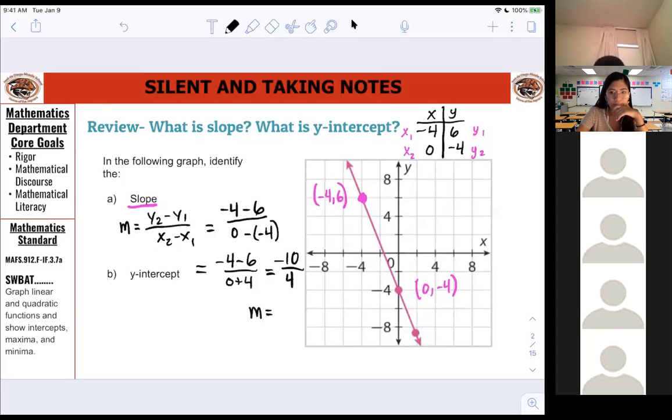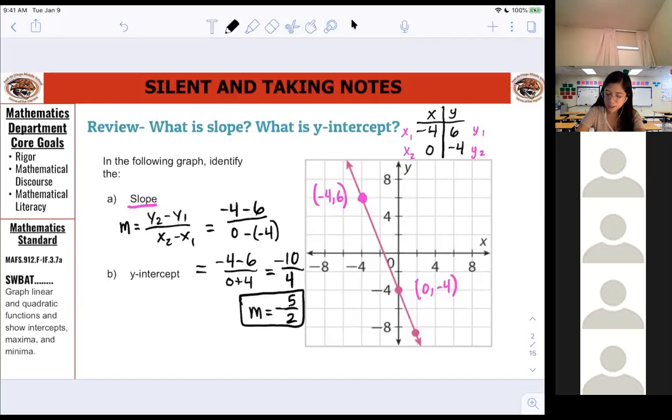Do you make it into a mixed fraction? Nope. Keep it as an improper fraction, but let's simplify it because I can simplify the numerator and the denominator. What can I simplify that into? -5 over 2. There you go, -5 over 2. That's my slope. So that was the slope using the slope formula.